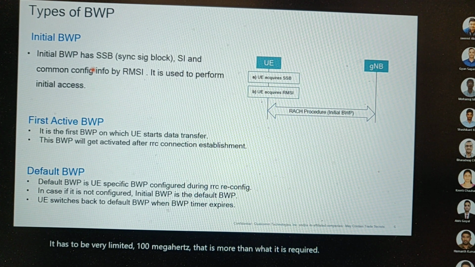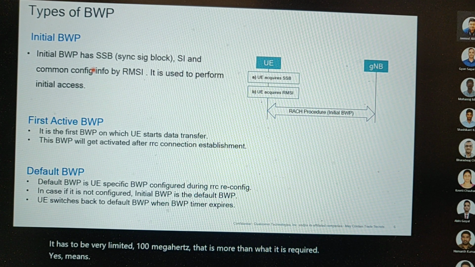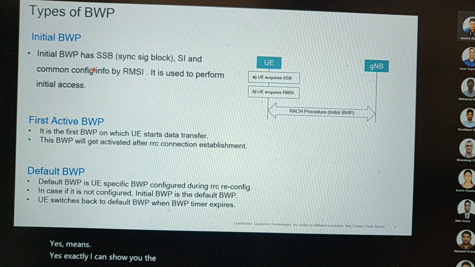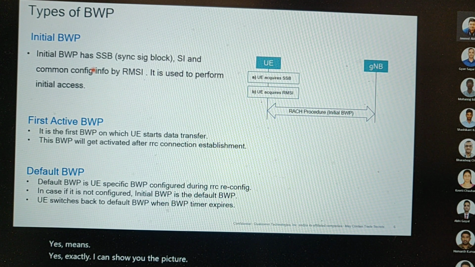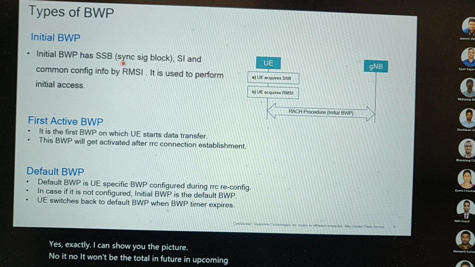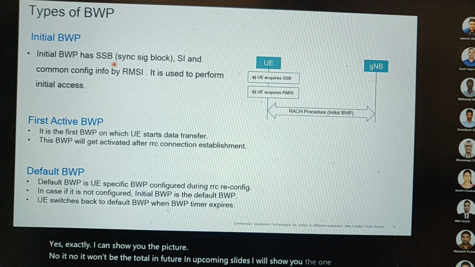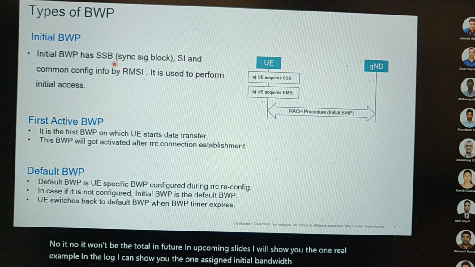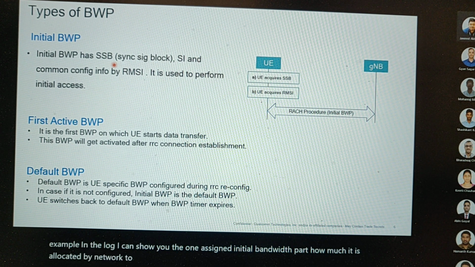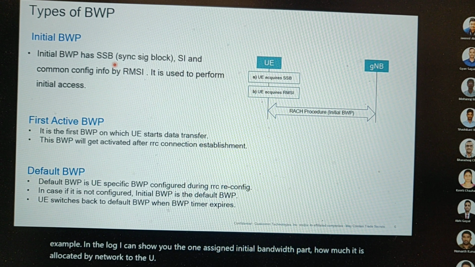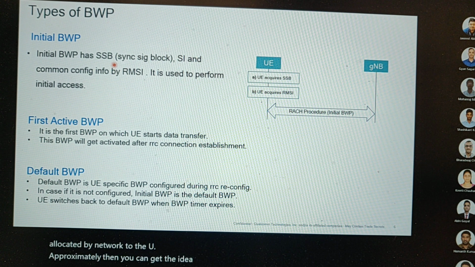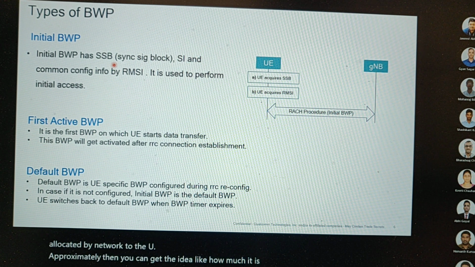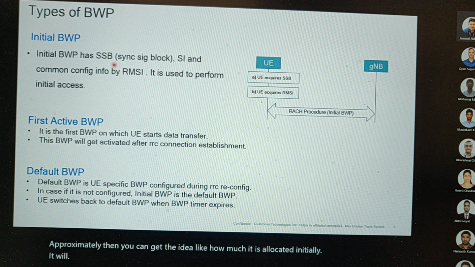Yes, exactly. So the initial bandwidth part is not equal to our total 100 megahertz. It won't be the total. In upcoming slides, I will show you one real example. In the log, I can show you the assigned initial bandwidth part, how much is allocated by the network to the UE. Then you can get the idea approximately of how much is allocated initially.